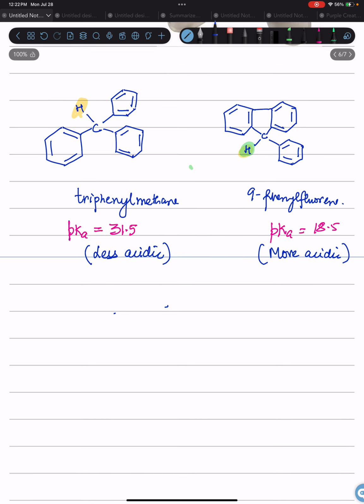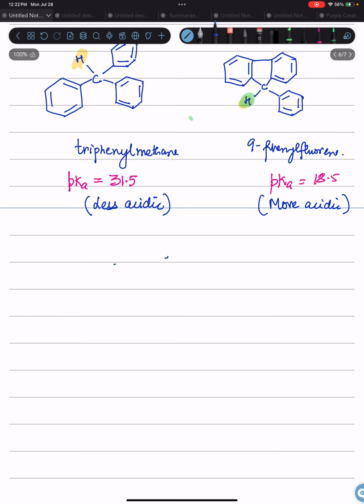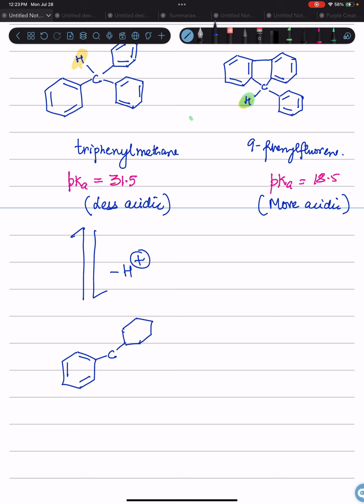Now, for them to act as acids, they need to lose a proton. So let's write down the reaction in which they lose their proton. This loses a proton and forms this anion, which is the conjugate base of the acid shown above. So this anion is generated where the central carbon is connected to 3 phenyl rings.